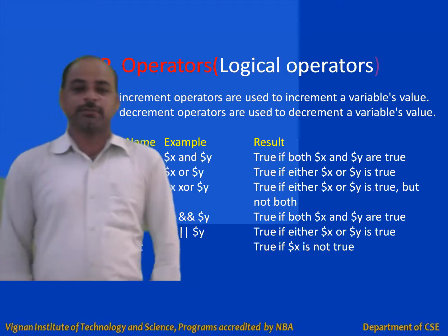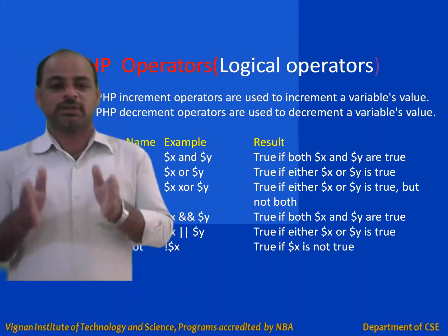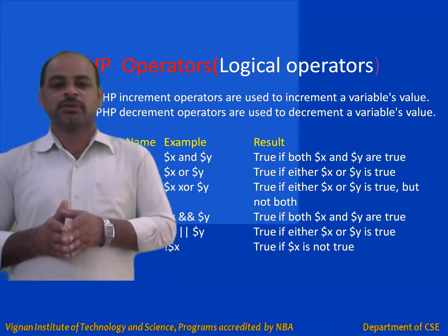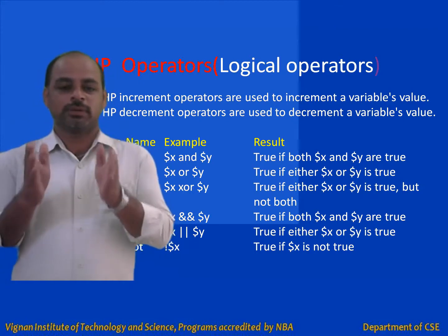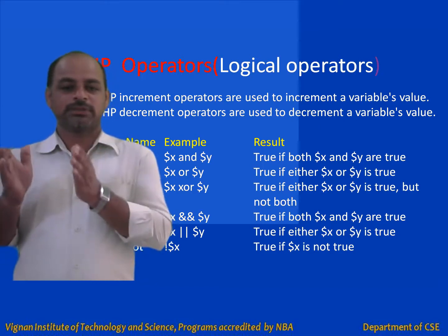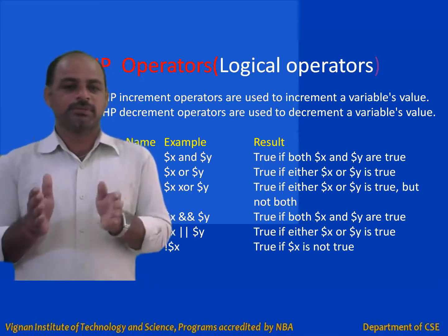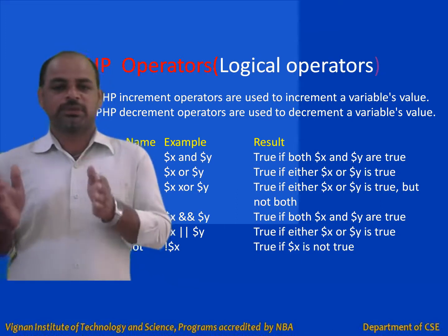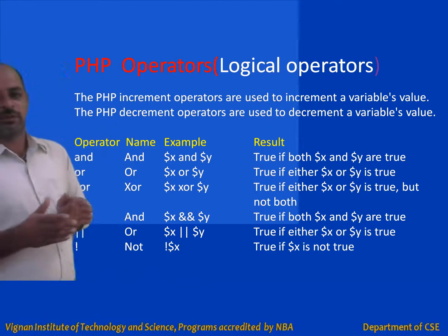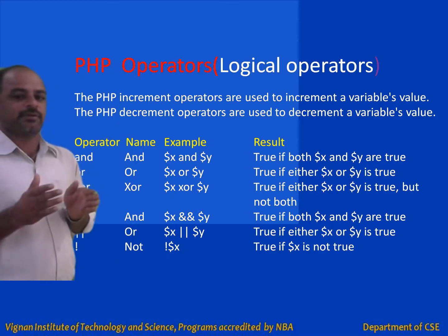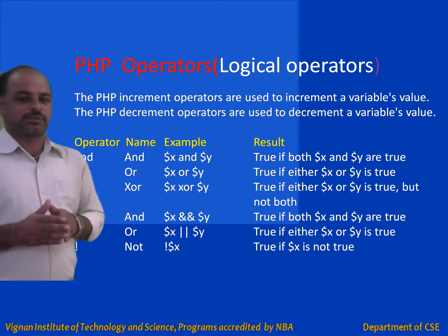Next, another kind of operators are logical operators. Basically, these logical operators are applied onto Boolean variables, which have Boolean values. After applying these logical operators on Boolean variables, they return the result as a Boolean value. There are various types of logical operators: logical AND, logical OR, logical XOR, and logical NOT operators.